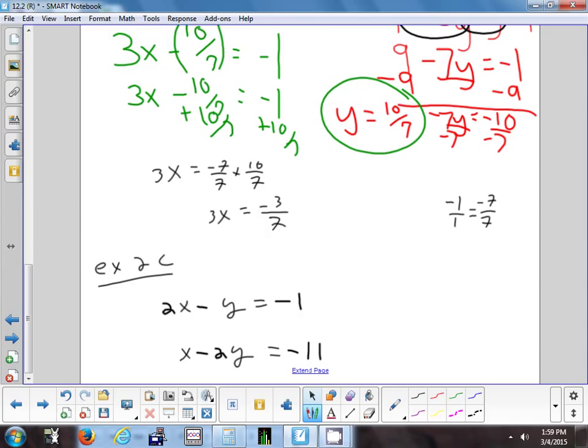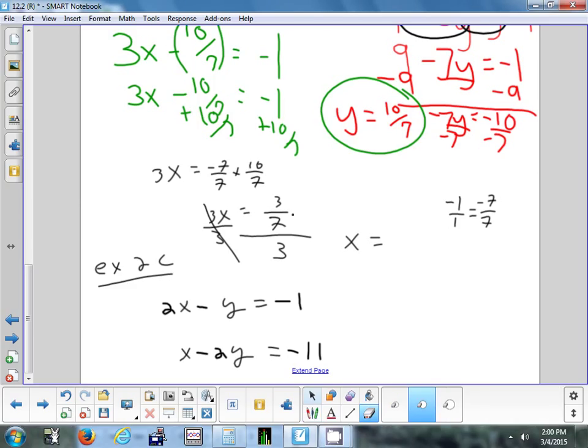Okay, guys, I need you with me. Thank you. Divide by 3. Divide by 3. Okay, so you're going to get x equals, actually that's positive 3. Negative 7 plus 10 is positive 3.